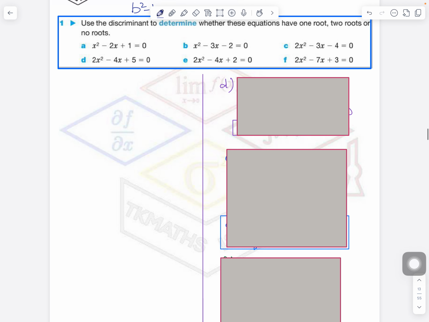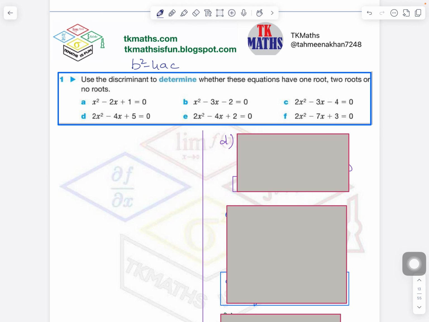So parts A, B, C I will solve here in front of you. D, E, F I have already solved here. So if you want, you can put the video on pause after doing ABC with me and check your answers here. So let's start with A.